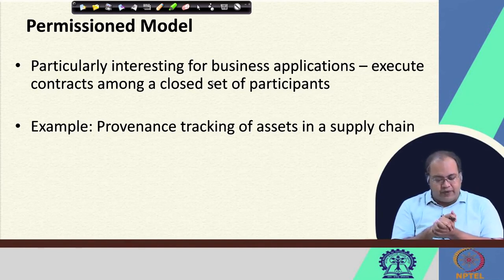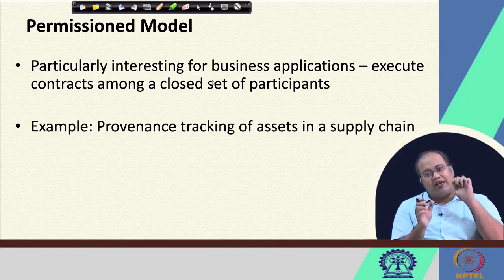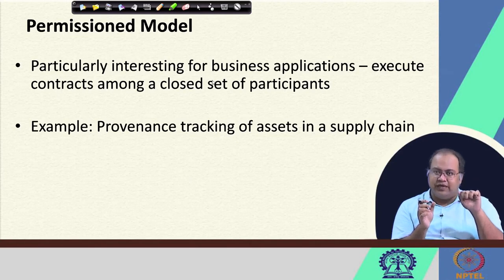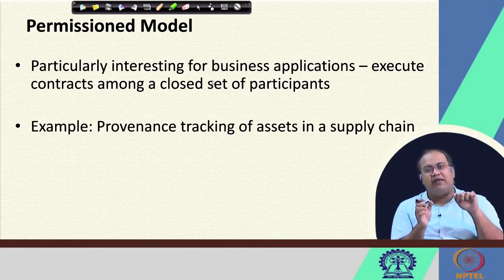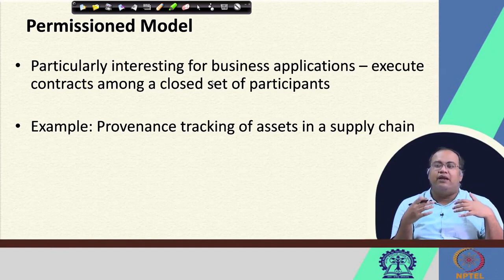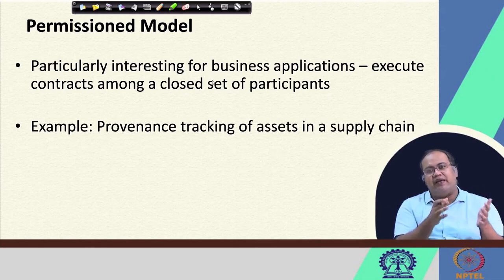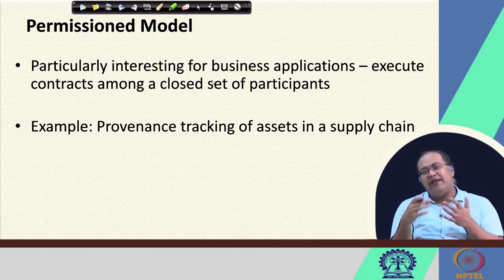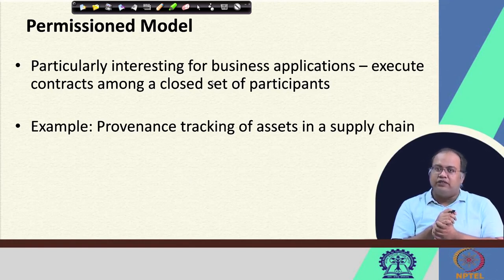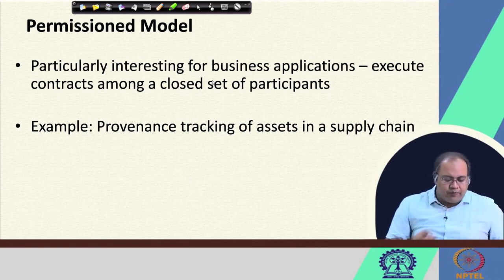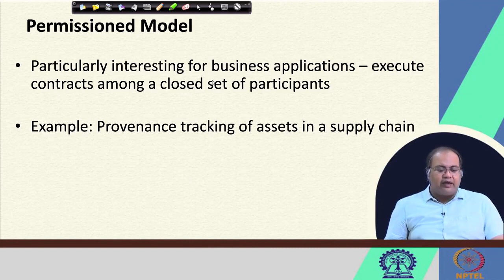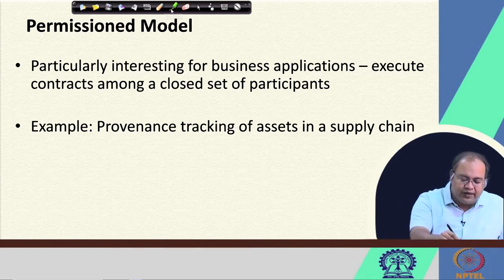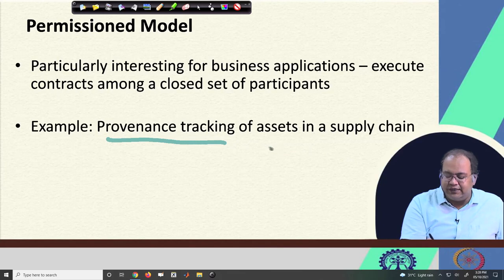Because such things can happen, we need a consensus mechanism to ensure that whatever information is getting added to the blockchain comes through an agreement of the majority of the participants. People agree that this particular information is valid and can be added to the blockchain. So we need an agreement protocol to ensure the consensus. One prominent example in the permissioned model that we mentioned earlier is the provenance tracking of assets in a supply chain.